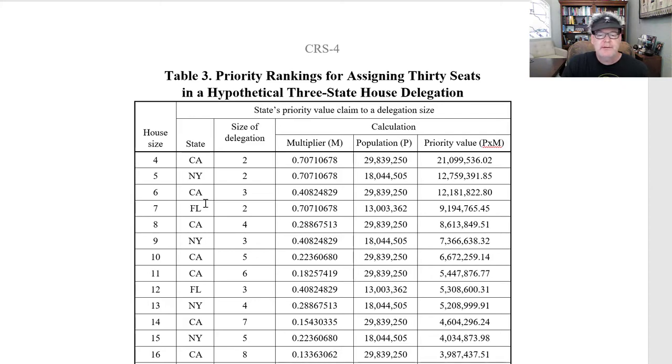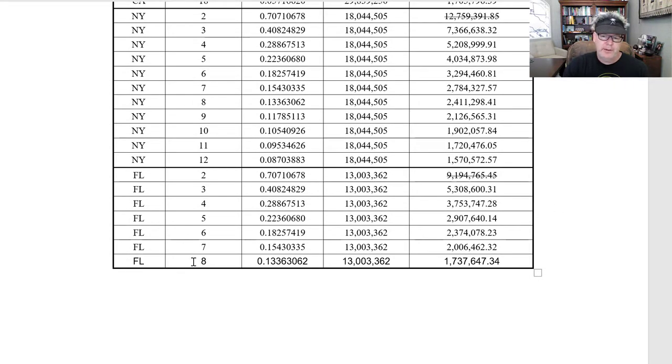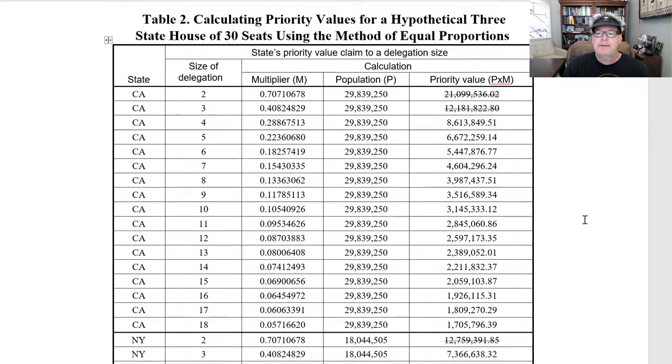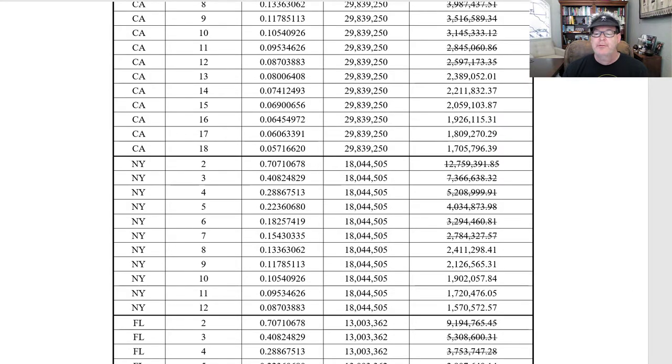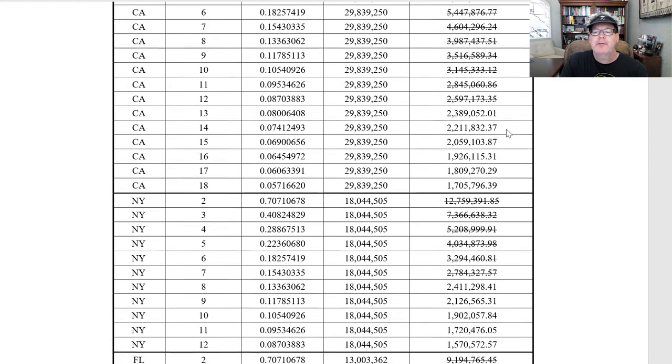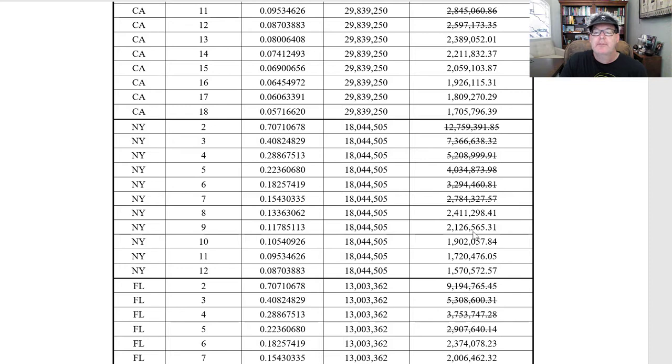We've given 7 seats, and you keep going in this way until you reach, if you want to give 30 seats, it'll take a while. Let me jump ahead to 25 here. After we've given out 24 seats, we've actually given out 12 to California, 7 to New York, and 5 to Florida. And so that's 24. Then the 25th seat is going to be given to New York.